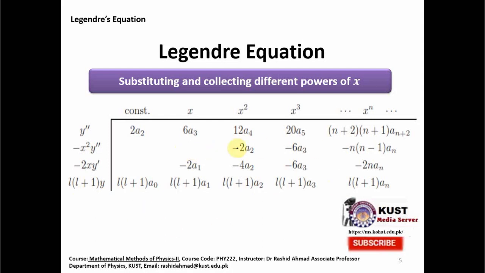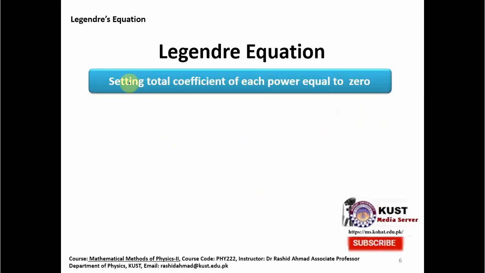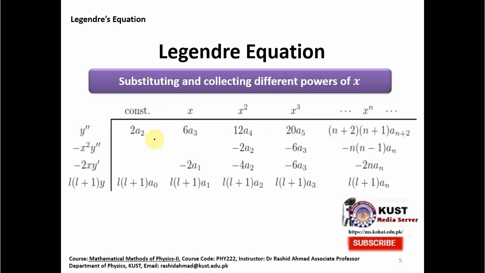From this collection of different coefficients, after substituting the series for y prime and y double prime into the Legendre equation, we now have all the coefficients. So next what we do is set the total coefficient of each power equal to 0. By this I mean that if you look at the constant term, we have 2 coefficients over here, that is 2a2 and L into L plus 1 a naught. So we have 2 coefficients over here. So what we do is we set this equal to 0.